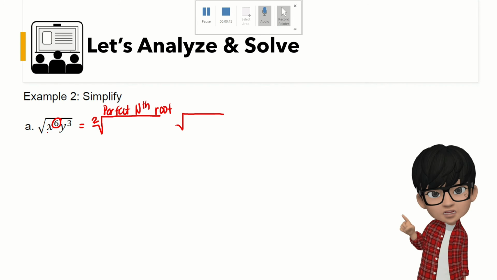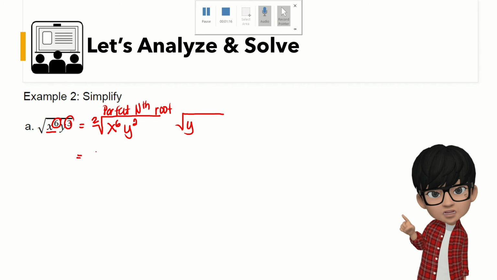So meaning to say, if we're going to get x raised to 6, 6 here is divisible by 2, so that's why we will place x raised to 6 here. Next, we have y cubed. So we know that 3 is not divisible by 2, but then we can get y squared, and the remaining value of y will be placed here, so that this is now divisible by 2. So this is what we call perfect nth root.